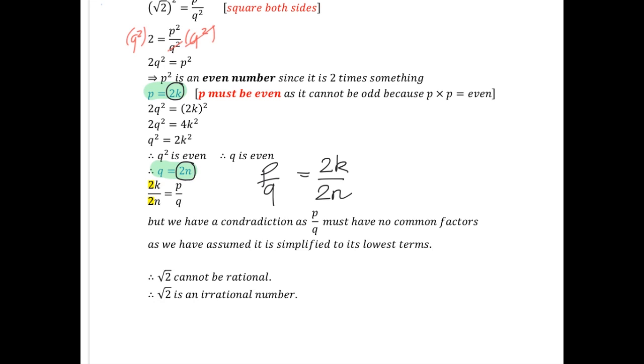But our problem here is we have these numbers 2. We have a contradiction because we said p and q must have no common factors because we assumed it is simplified to its lowest terms. But this clearly isn't, because we could just cancel these 2's. So it's not in simplified form.